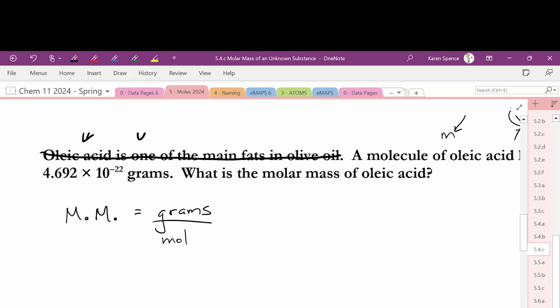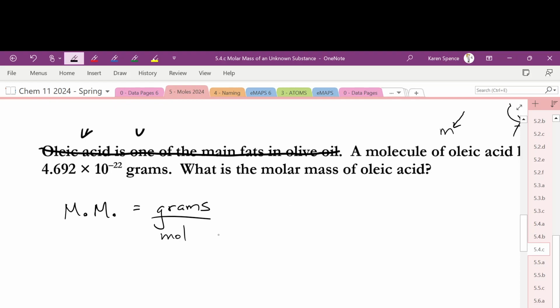Okay, back to here. Do we know either the grams or the moles? We know the grams. Let's throw that in. Because even if you can only get this far in the question, you're going to get part marks. Yes, you've written the formula and you have substituted in 4.692 times 10 to the negative 22 grams.